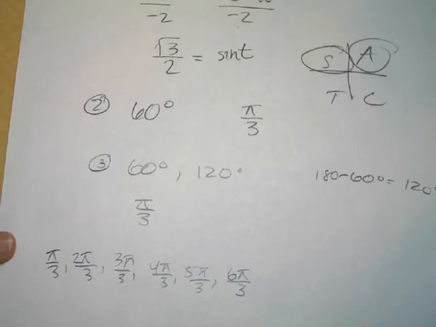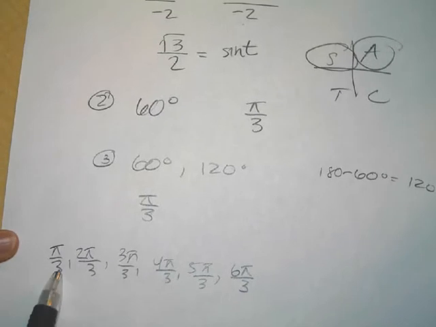So, am I going to cross this one out? No. Yeah. No. Pi over 3, what about 2 pi over 3? No. 3 pi over 3? Yes. 4 pi over 3? No. 5 pi over 3? No. 6 pi over 3? Yes. Okay, so I'm left with 4 things. I'll always be left with 4.